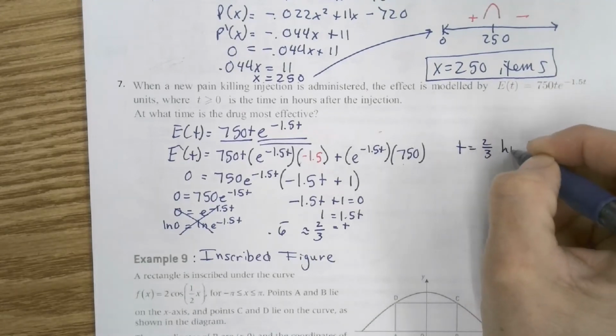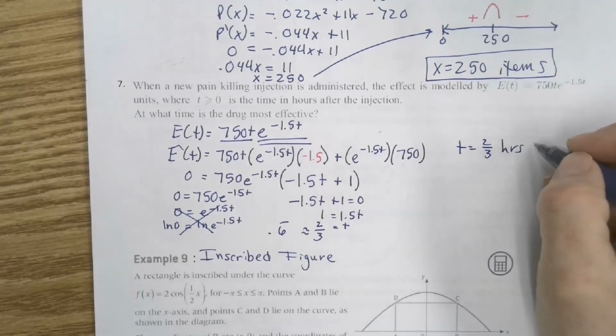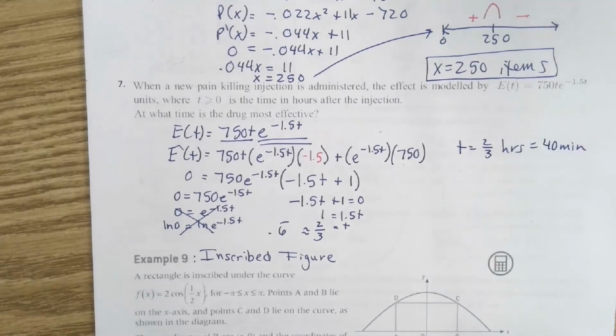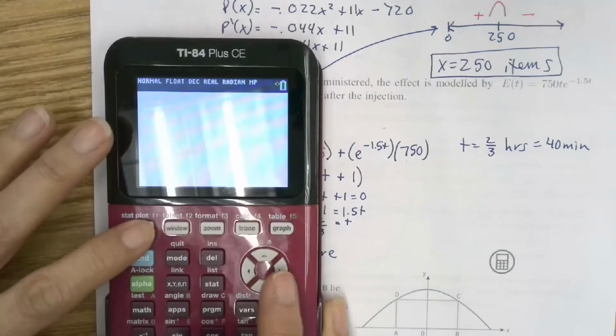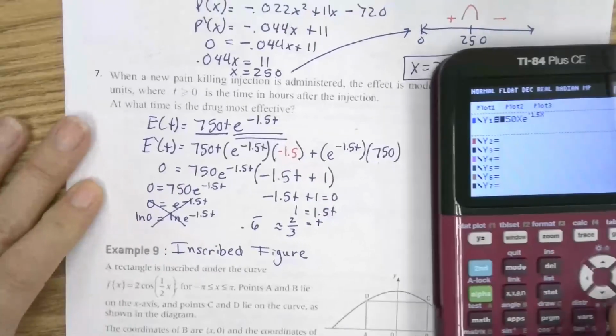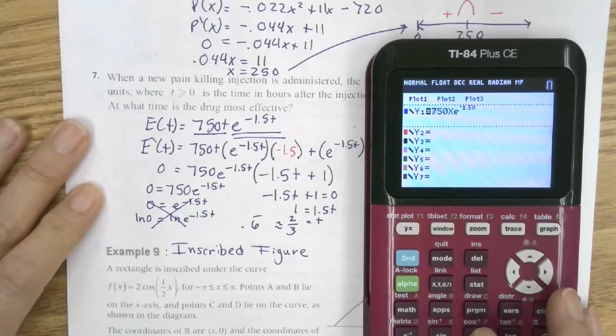If you were thinking in terms of minutes, that would be equivalent to 40 minutes. So 40 minutes after you have that drug injection, we're seeing the greatest effect on the body. If you wanted to test this out, you can always sketch this. So I've already got it sketched in here, this to this side. So we're just going to look at a visual representation of this.